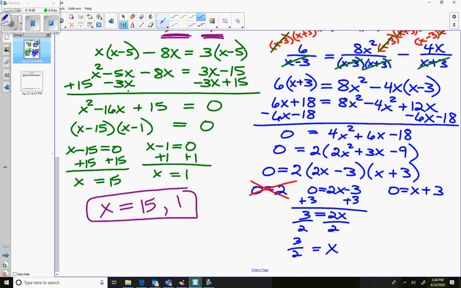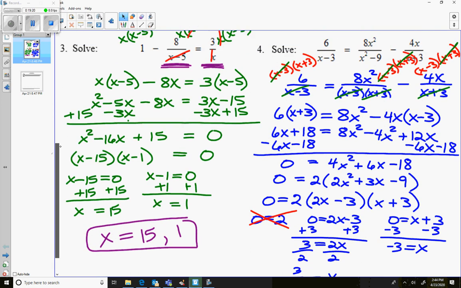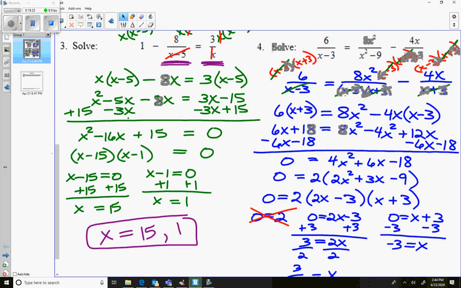We get x equals 3/2 right there. And we get x equals negative 3 here. But are those answers acceptable? Let's go back and look at this. It's probably better to go back to this step, because that has this stuff factored. Makes it a little bit easier to see.